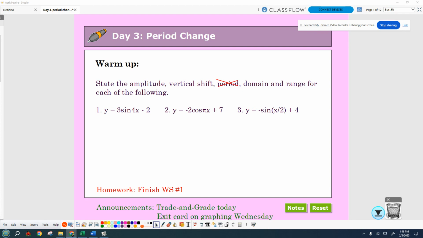Byron, what is the amplitude for the first one? 3. Amplitude is 3. Micah, what's the vertical shift? -2. Okay, is that up or down? Down.